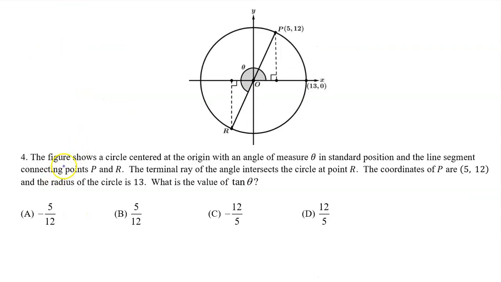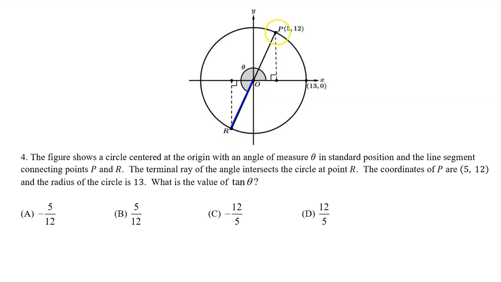Number 4. The figure shows a circle centered at the origin with an angle of measure theta in standard position and the line segment connecting points P and R. The terminal ray of the angle intersects the circle at point R. So this is the terminal ray of the angle. The coordinates of P are 5, 12, and the radius of the circle is 13. What is the value of tangent theta?